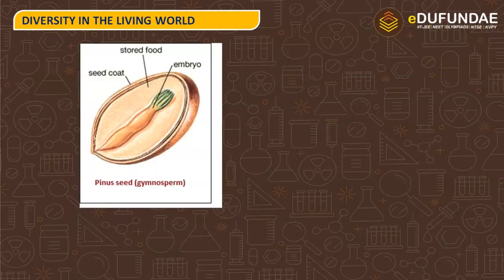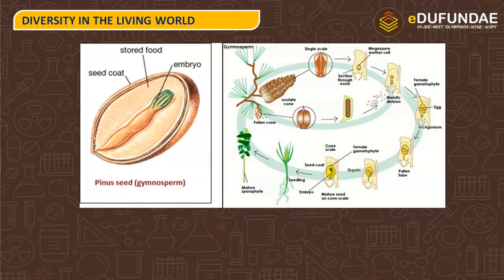So here is the presence of the pinus seed. You can see in this display that there is a seed coat, there is the stored food and there is the embryo and there is no covering of ovary around it. So this is a seed of pinus.